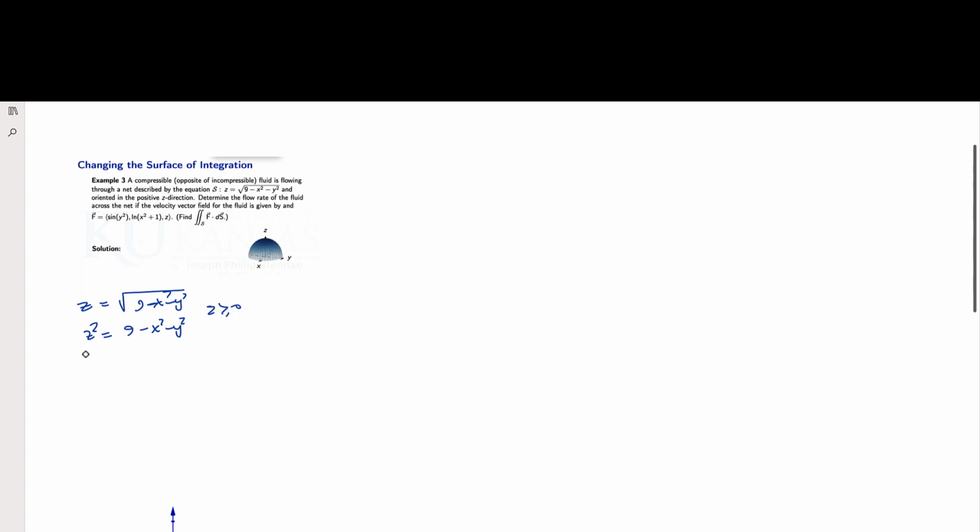Then take all the variables to one side, and you get a sphere of radius 3. But because z is bigger than or equal to 0, it's just the hemisphere. So it looks like that, basically. It's just a hemisphere, and it's telling you that it's oriented in the positive z direction. So it goes like that. The unit normal vector points outward in that direction.